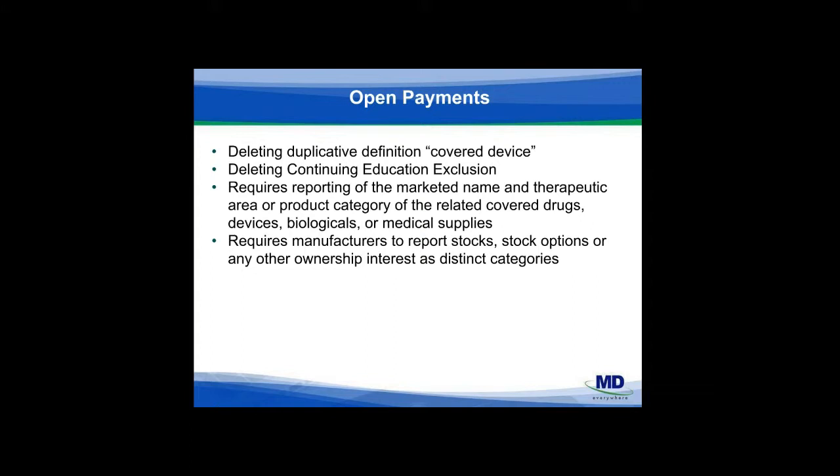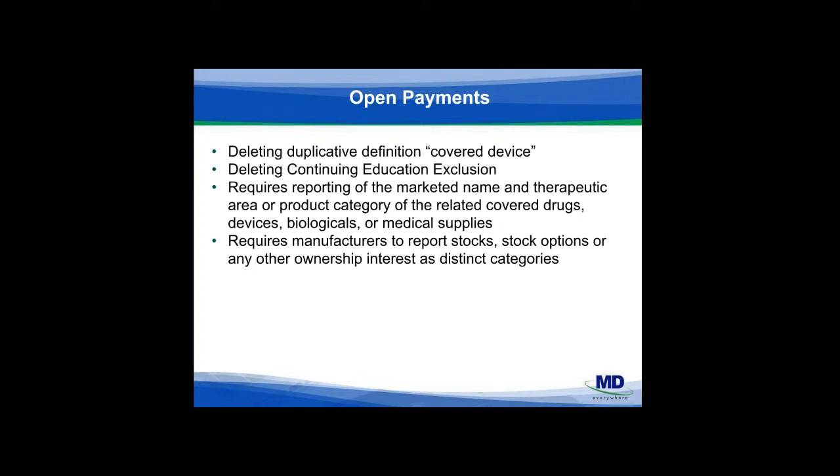CMS is going to start requiring the reporting of marketed name and therapeutic area or product categories related to drug, device, and biologicals, unless the payment or transfer of value is not related to a particular covered or non-covered drug.